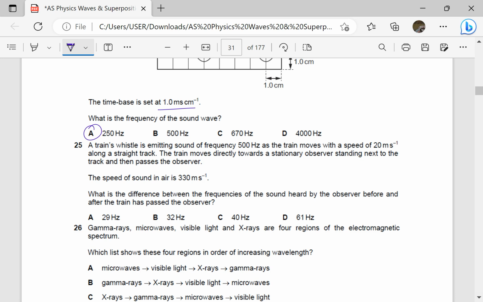A train's whistle is emitting sound of frequency 500 Hz as the train moves with speed along the straight track. The train moves directed towards the stationary observer standing next to the track and then passes the observer. The speed of sound in air is 330. What is the difference between the frequency of the sound heard by the observer before and after the train has passed the observer?